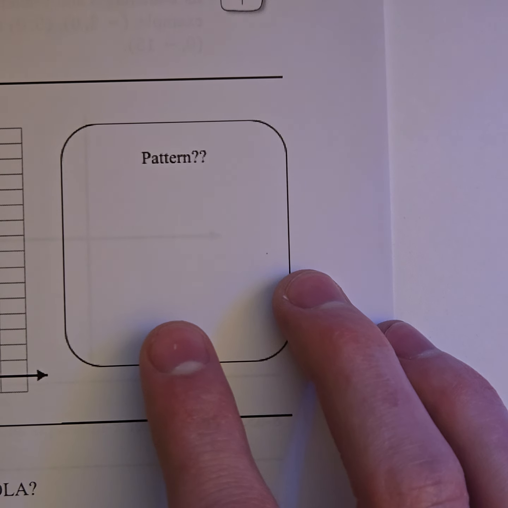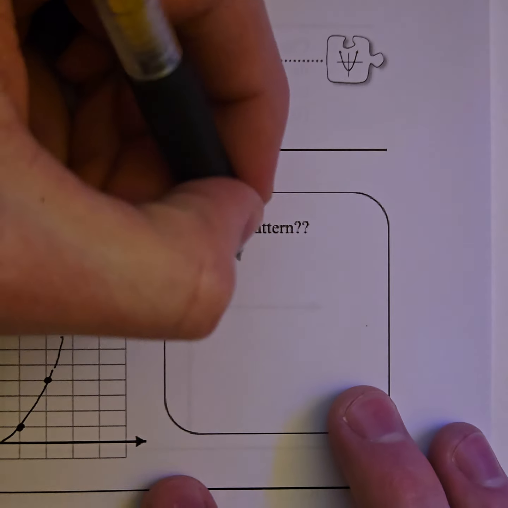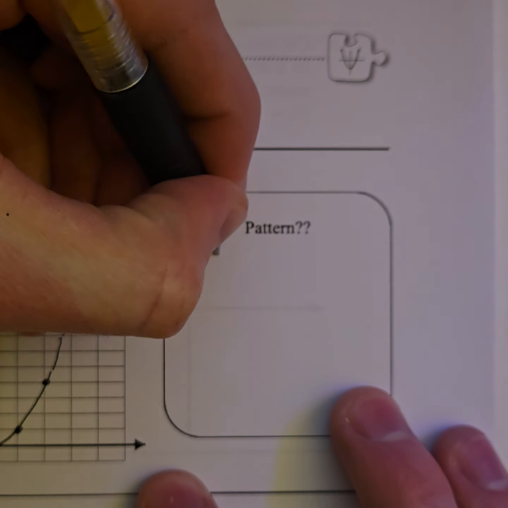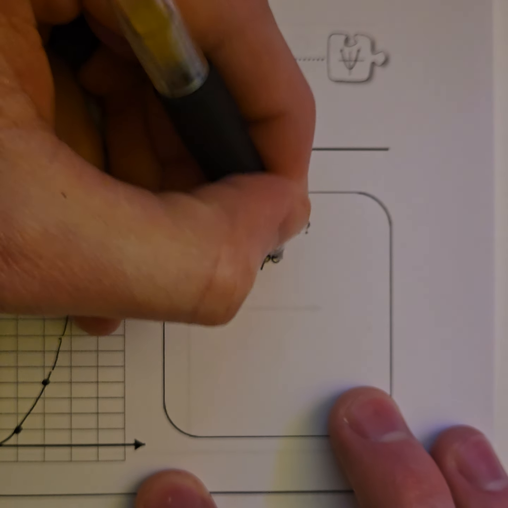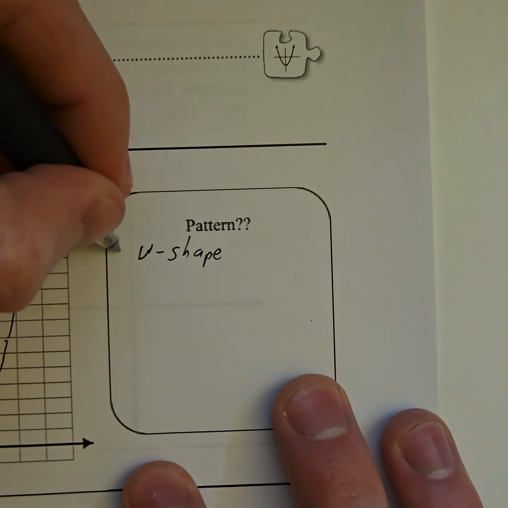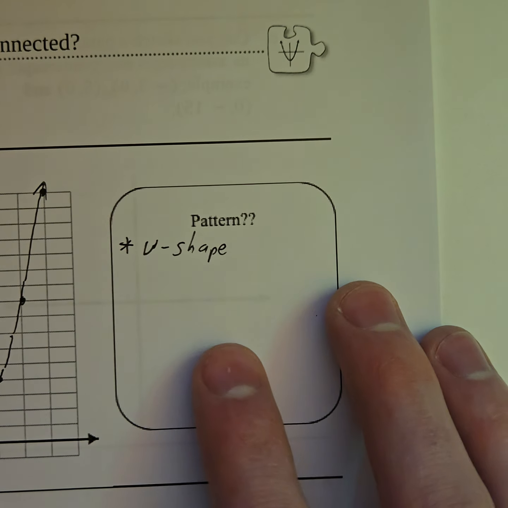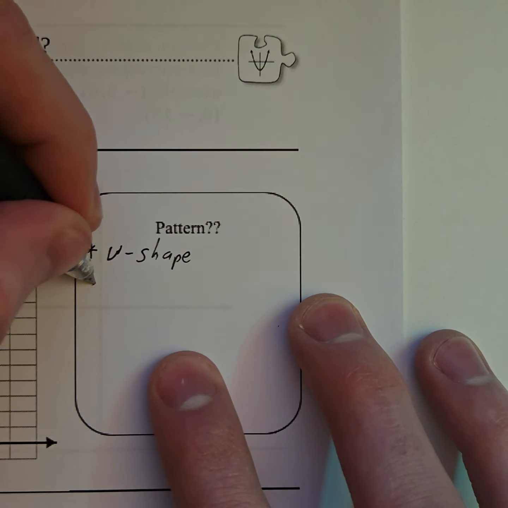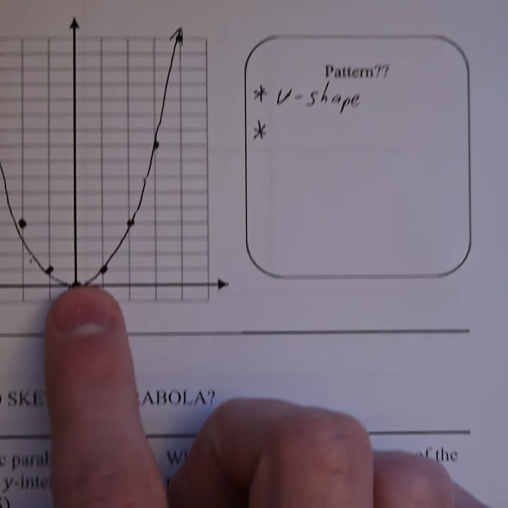Let's see. You want to write that there? Yeah, we can do that. So U shape. Okay, so it's got a U shape. And it follows this pattern. So here's our pattern that we're going to say.